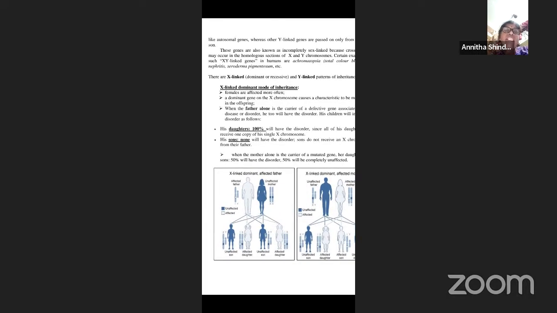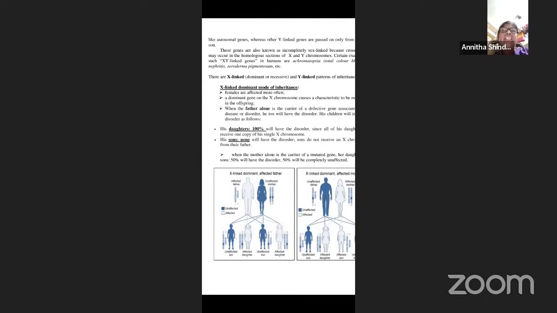Now, what is sex-linked? Dominant or recessive character and Y-linked pattern of inheritance. This is sex-linked or X-linked, called the dominant mode of inheritance. X is a chromosome which is present in the female, whereas Y is a chromosome which is present in the male. What does this mode of inheritance say? They are saying X-linked dominant mode of inheritance.